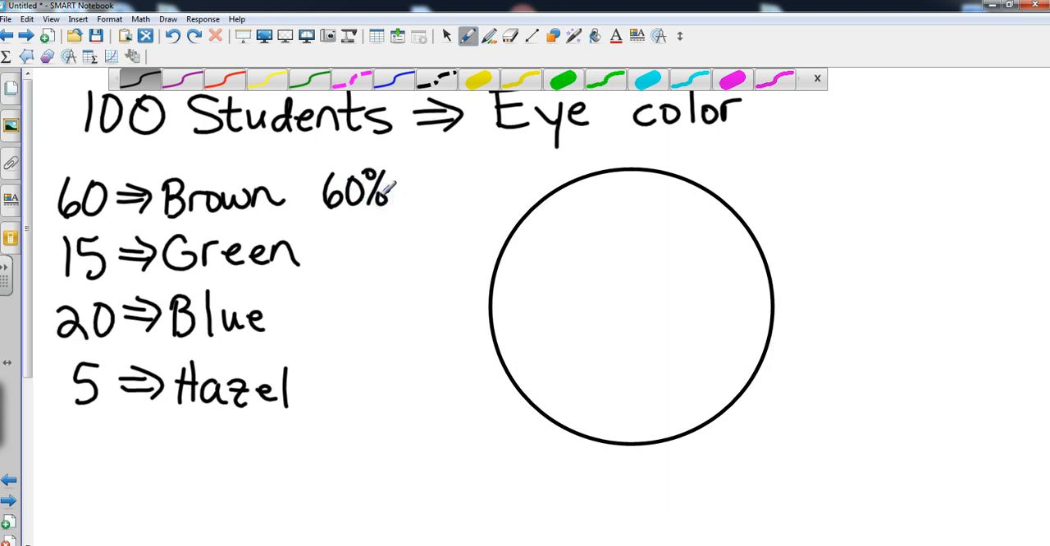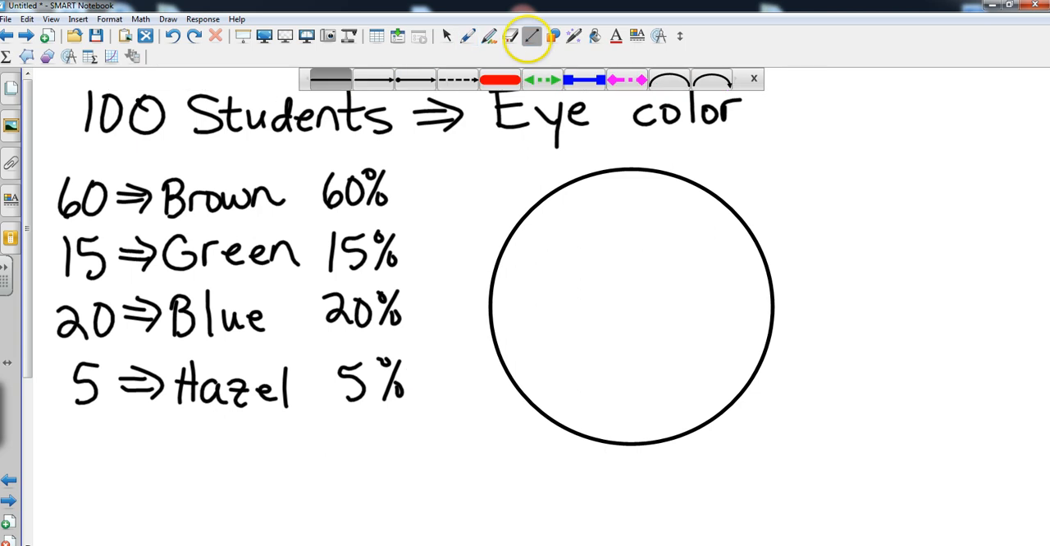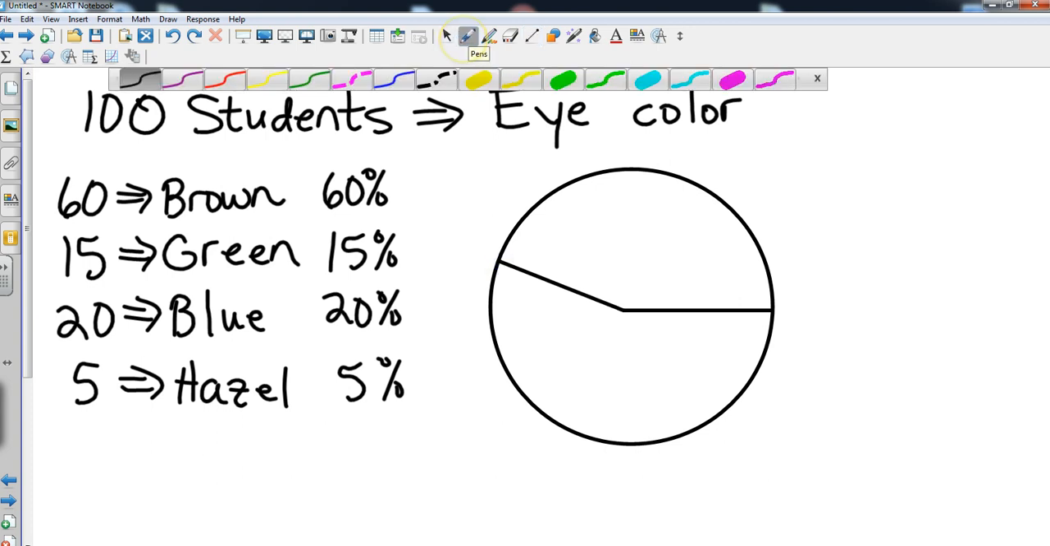So 60% are brown, 15% are green, 20% are blue, and 5% are hazel. Again, a little bit of human error on this one because I'm drawing it as a human. So I know 50% would be all the way across. So I'm just going to do a little radius here. And I'm going to go a little bit more than 50%. And we're going to call that brown.